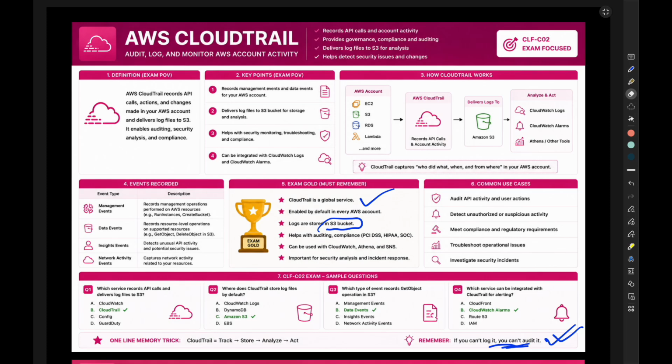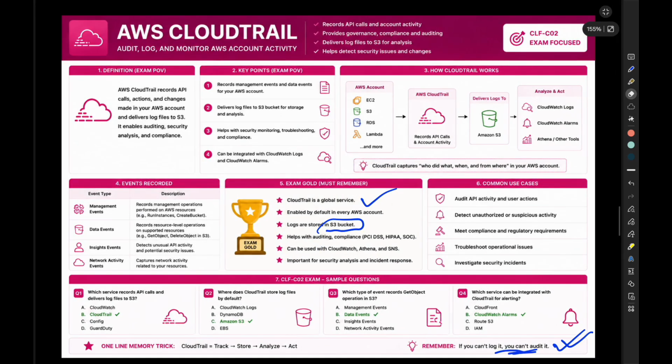So let's take a real world example. Suppose an EC2 instance was deleted yesterday, and management is very curious and angry. Who did this? They want to know who deleted it. CloudWatch cannot answer that, but we have CloudTrail for that purpose. It stores the user identity, timestamps, IP address, and what action was performed, kind of everything.